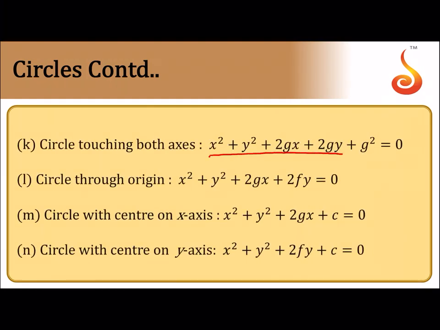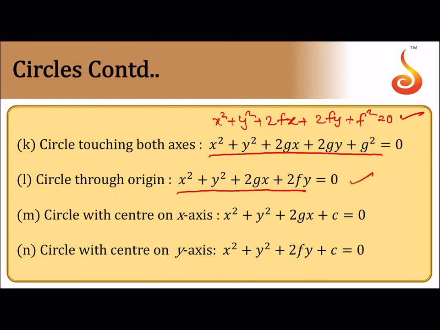Next one. Circle touching both the axes: x square plus y square plus 2gx plus 2gy plus g square. This is also correct. X square plus y square plus 2fx plus 2fy plus f square is also correct. Both are correct. Circle passes through origin: there won't be any constant term. X square plus y square plus 2gx plus 2fy is equal to 0. Circle with center on x-axis: x square plus y square plus 2gx plus c equal to 0. Circle with center on y-axis: x square plus y square plus 2fy plus c equal to 0.